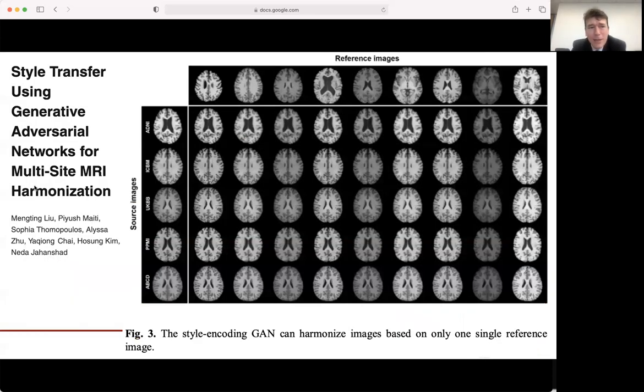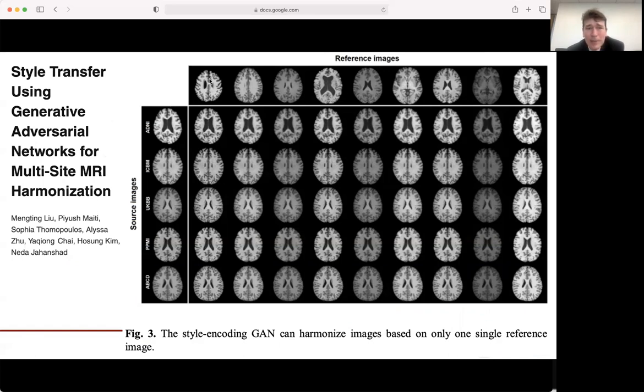Now, this type of adversarial harmonization is very, very useful in imaging. So if, for example, in this work by Mengting Liu in Neda Jahanshad's lab at USC, you might have collected data at all sorts of different sites, trained a machine learning algorithm on some of them, but want it to perform well on data from another site. These are different projects like ADNI and UK Biobank and so forth.